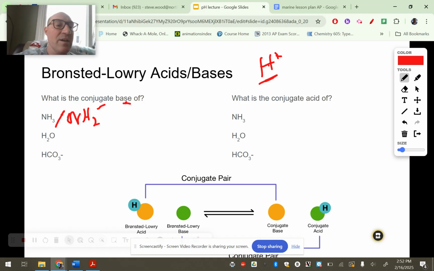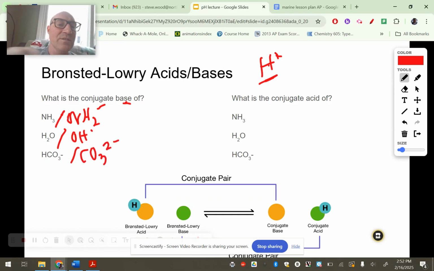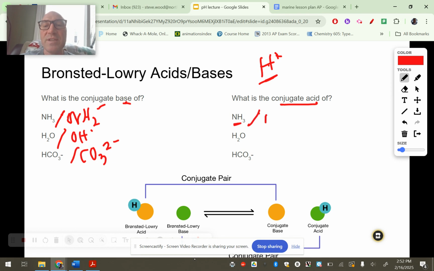Let's do this one. This is an acid, so the conjugate base would be OH minus. Do you see how every H you lose, you are losing a charge? And the conjugate base of that would be CO3 2 minus. Every time that you lose an H, you lose a charge. Now, the conjugate acid of this, which is now acting as a base, is NH4 plus.